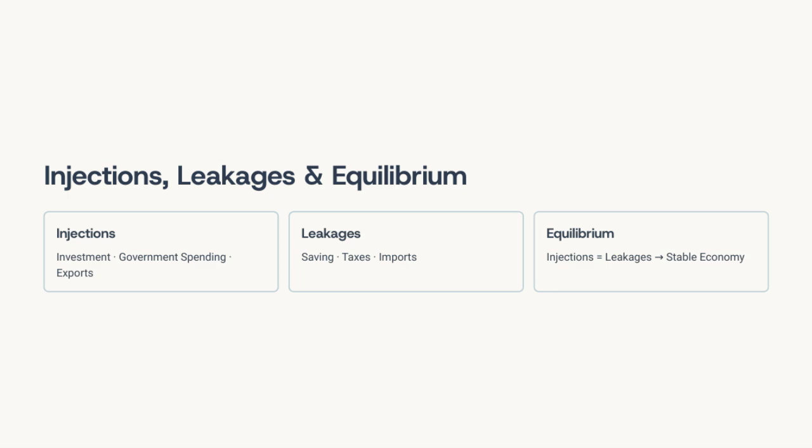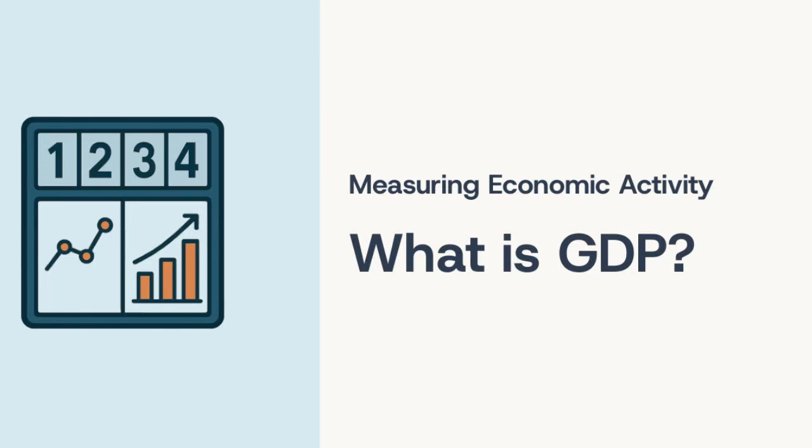So, in essence, injections and leakages are two sides of the same coin, working together to keep the economy on an even keel. So, what is GDP? Well, GDP stands for Gross Domestic Product, and it's essentially a way to measure the total value of all the goods and services produced within a country over a specific period of time. It's a key indicator that helps us understand the economic activity happening within a nation.